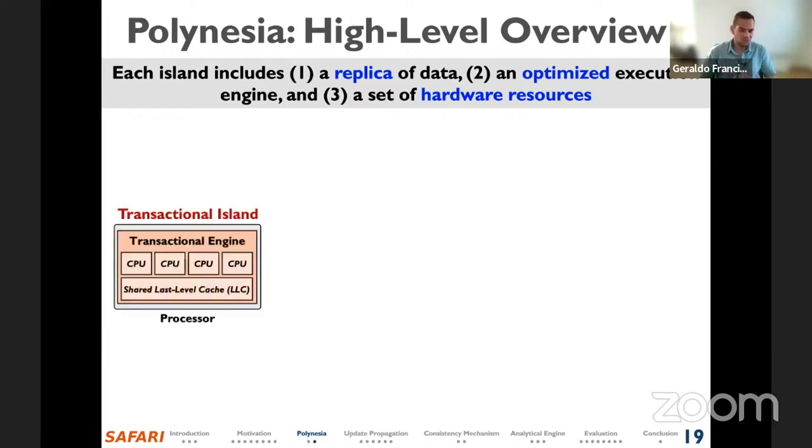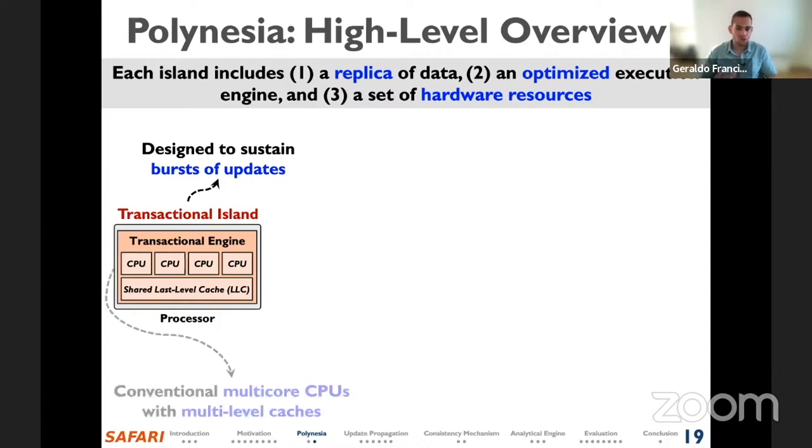So first, we have the transactional islands, which includes an execution engine tailored for transactions and a replica of the data. The transactional islands is designed to sustain high transaction update rates, so it uses conventional multi-core CPU systems with a deep cache hierarchy, since transactional workloads benefit from such CPU organization.